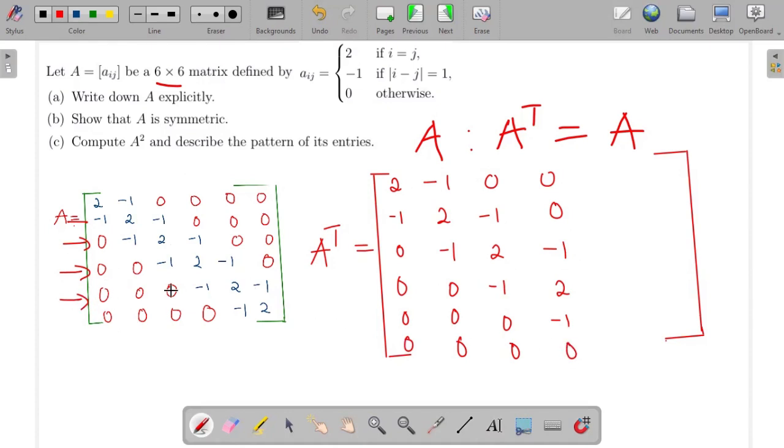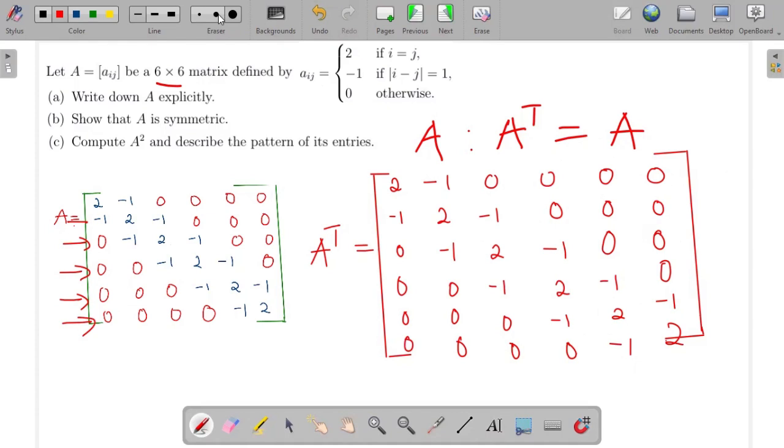Fifth row, I write it as a fourth column here to be 0, 0, 0, and then minus 1, minus 2. Oh, just 2, sorry. 2, and then minus 1. Okay, what about the sixth row? This one. I write it as a column now to be 0, 0, 0, 0, minus 1, and then 2.